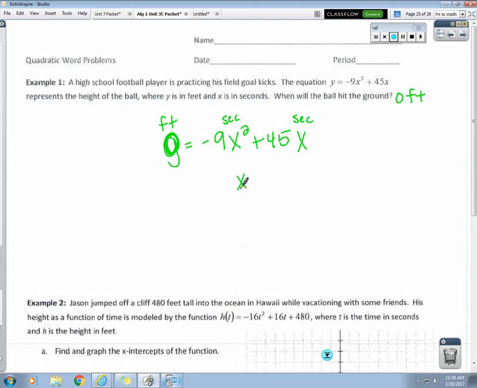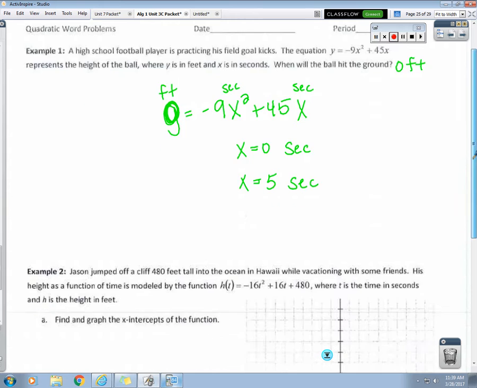So that means x equals 0, x equals 5. Those numbers are in what? Seconds. So wouldn't that make sense? At 0 seconds before he's kicked it, it wouldn't be anywhere, right? It would still be 0 feet from the ground because he hasn't kicked it yet. 5 seconds later, wouldn't it hit the ground?